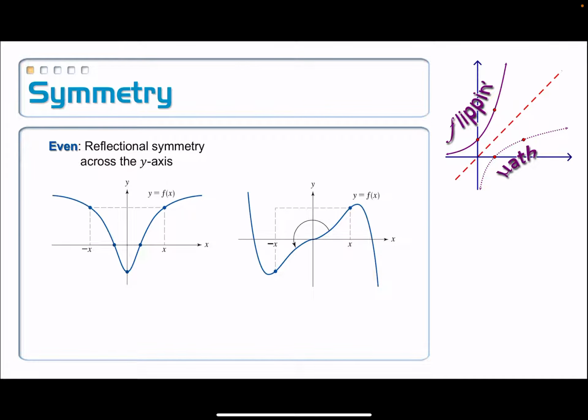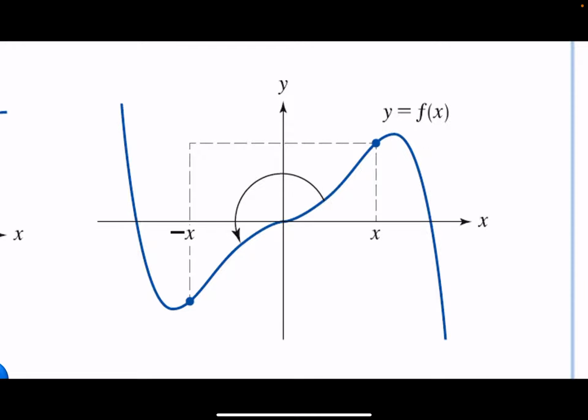And if I were to stick a negative value in for my function, notice that I get the exact same thing I would get if I stuck in a positive value. So the algebraic test is f of negative x is equal to f of x. You just stick in a negative x, work it out, simplify it, and confirm that it's the same thing as the original function.